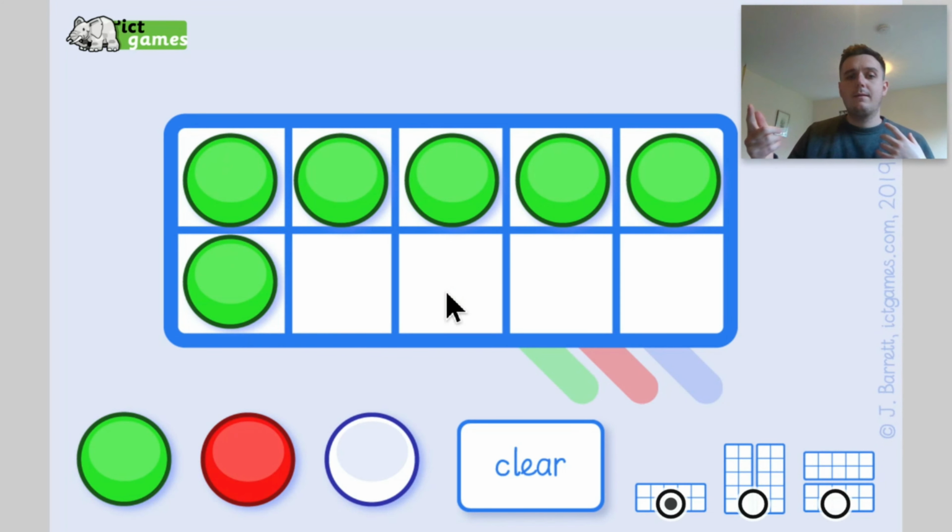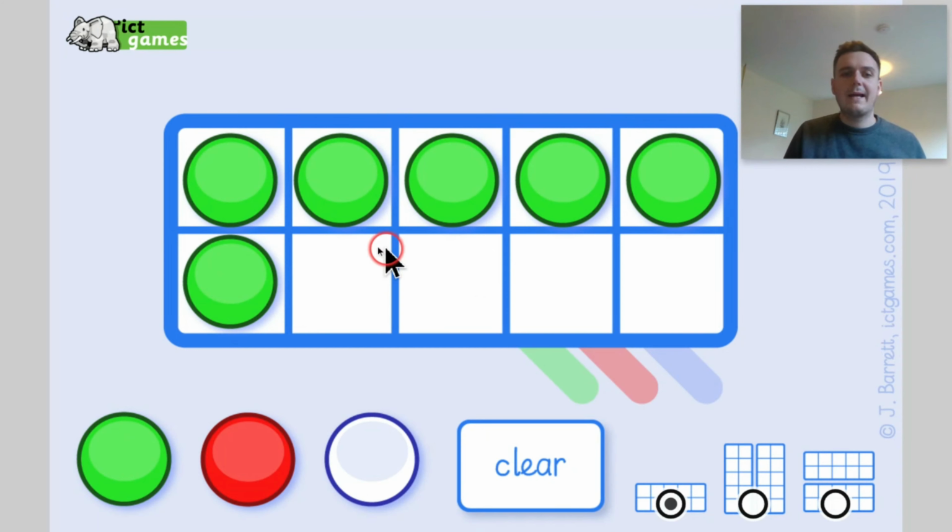Once we finish a line, we jump down a line and we start again from left to right. So here we've got 1, 2, 3, 4, 5, 6 green tokens. If we've got 10 spaces on our tens frame altogether, and there's 6 tokens here, I wonder how many red tokens we're going to need to make 10. We've got 6 already. I wonder how many tokens we need to make 10. Well, we can use our fingers. 1, 2, 3, 4, 5, 6. 1, 2, 3, 4. 6 plus 4 makes 10.